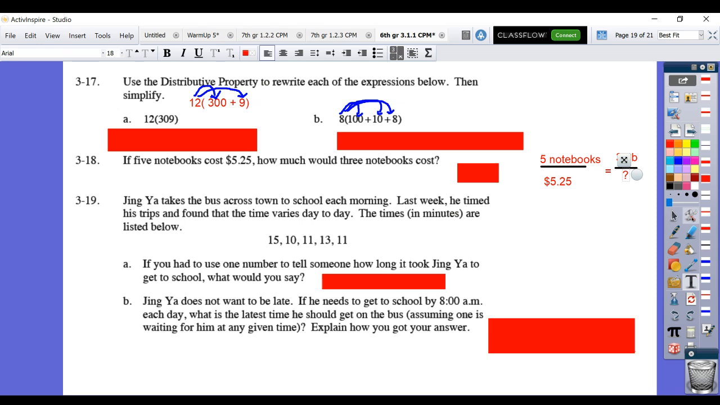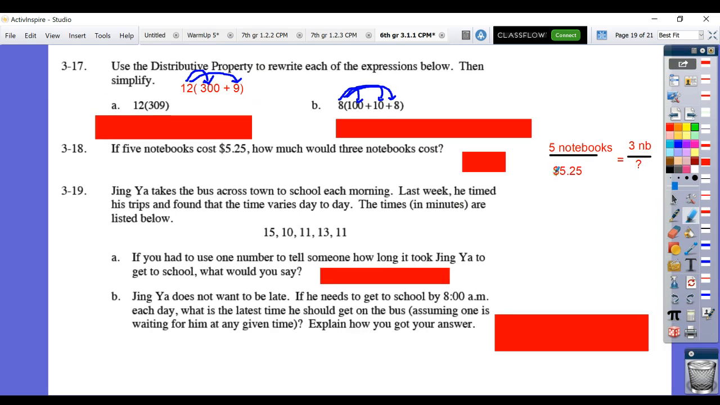All right, you could take your $5.25 times your 3. Again, those are the 2 numbers that you know diagonally. And then you'd be dividing by your third value of 5. Another way you could do it is you could take 525, divide by the fact that there's 5 notebooks, and find out the cost of 1 notebook, and then multiply that by 3.